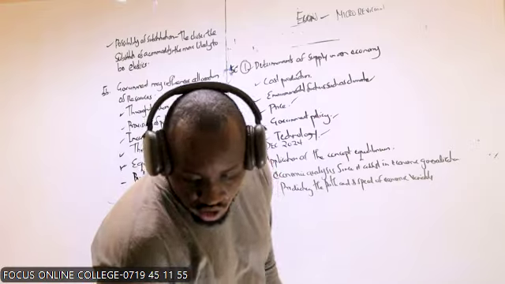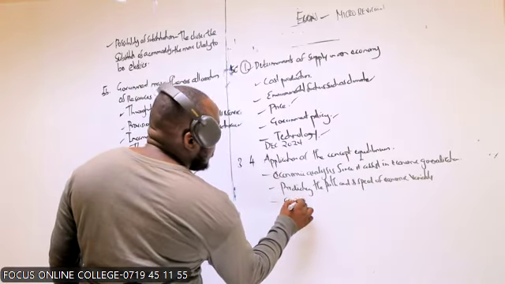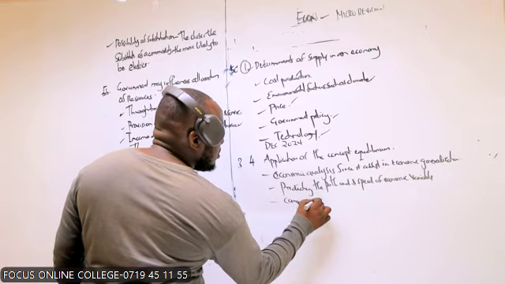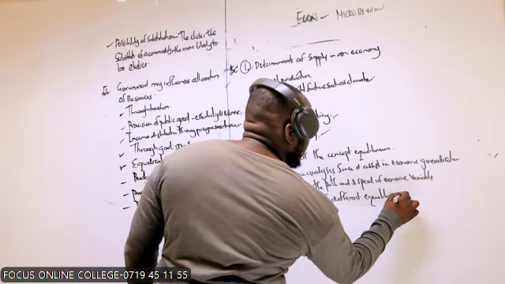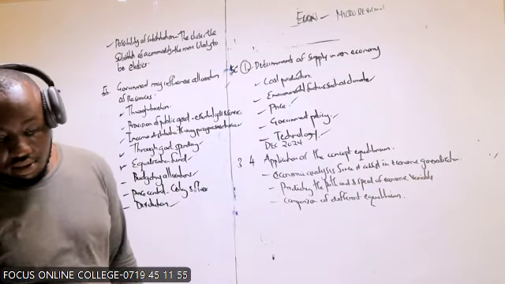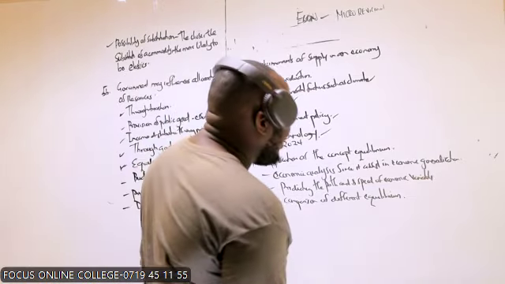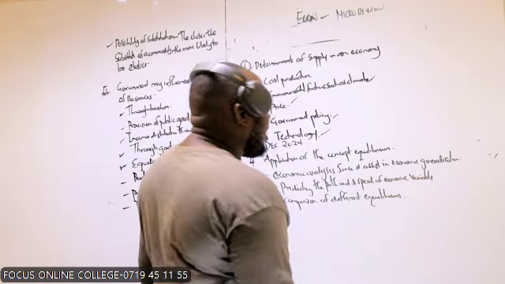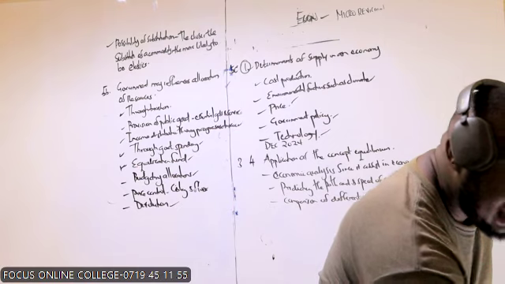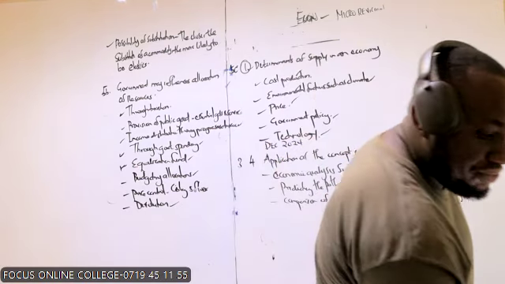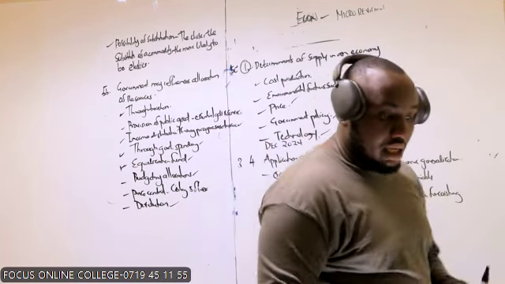Then we say comparison of different equilibriums helps in forecasting. So when you compare stable, neutral, and unstable equilibrium, it helps in economic forecasting. It assists in economic forecasting.